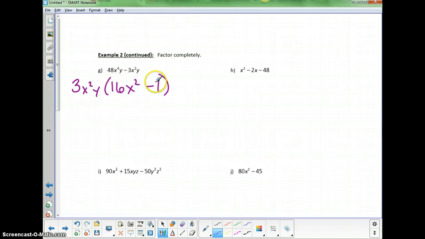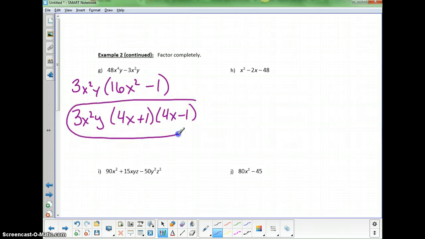Now the 16x squared minus 1 has two terms, there's still a square. It can still be factored. This is a difference of squares, and it is because 16 is 4 squared. So let's factor it one more time using the difference of squares. So factor into 4x plus 1 and its conjugate 4x minus 1. Now that's completely factored. I can't break it down further because I don't have squares in my x's anymore, and there's nothing in common between the 4 and the 1.